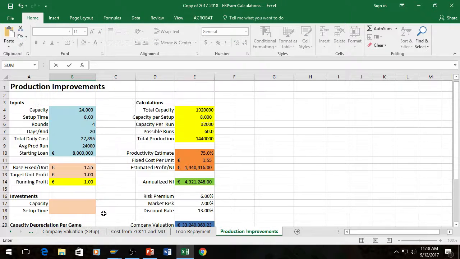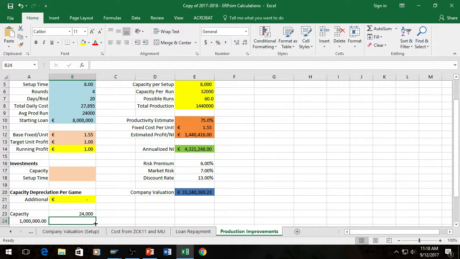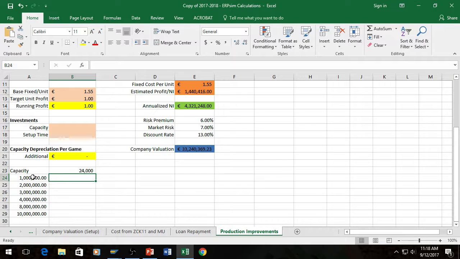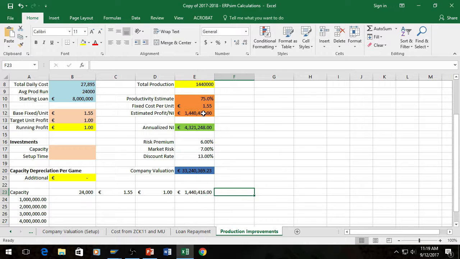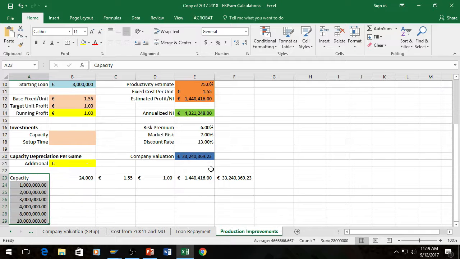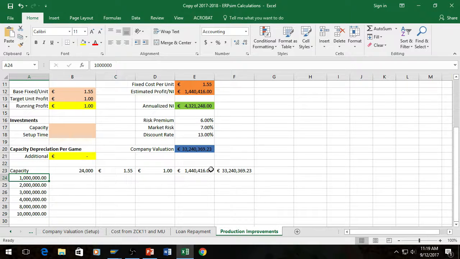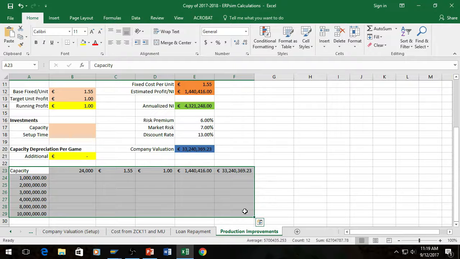First, let's look at the capacity itself. So this is daily capacity. We'll see how much that changes as we try out these different investments. Let's see fixed cost per unit, see how that's dropping. And we'll look at our running profit. Let's look at net income, and what's really important is the company valuation. Okay, so what we're going to do is a what-if scenario, a data table where I'm going to put these values into this cell and see how it changes these parts of the data model.